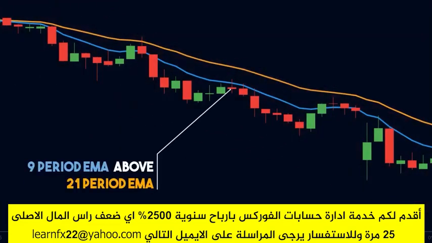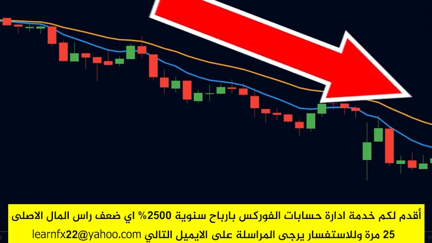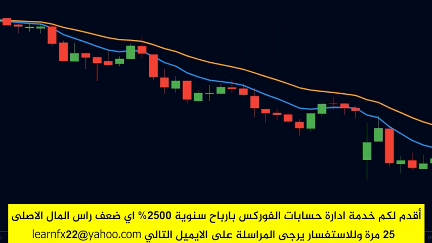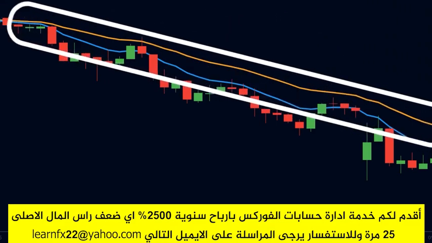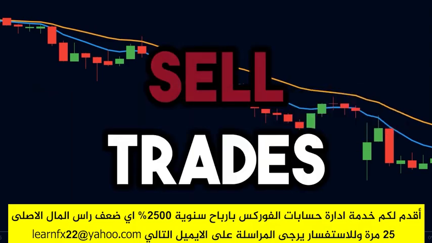And the 9-period EMA stays below the 21-period EMA. Both of the moving averages are sloped downwards at an approximate 45-degree angle. The distance between the moving averages keeps on increasing as new candles are formed. Hence, we can confirm the price is in a downtrend, and we will only look for selling opportunities.